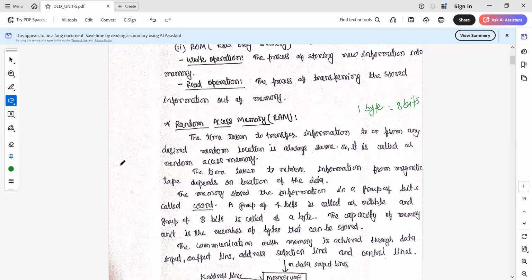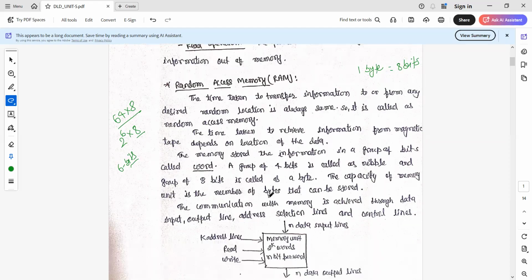If you talk about any memory, suppose we are talking about a 64 cross 8 memory size. This 64 can be written as 2 to the power 6, cross 8. That means to assign an address to each cell, we require an address of 6 bits. And here, the word size is 8 bits, that is 1 byte.